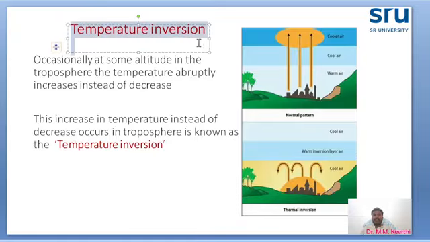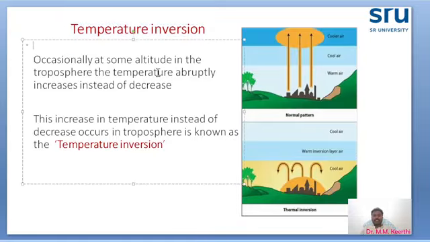Okay. Another important concept is called temperature inversion. The lapse rate, as I told you, means temperature decreases when altitude increases. Temperature inversion occurs only occasionally. That word is very, very important: occasionally. It means at some altitude.